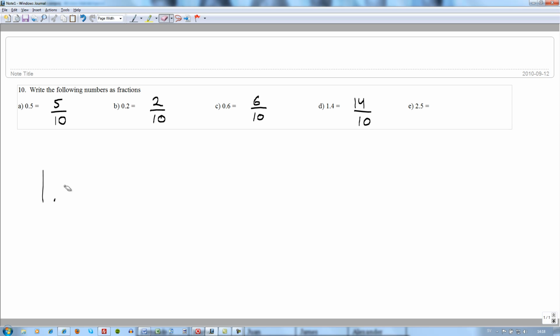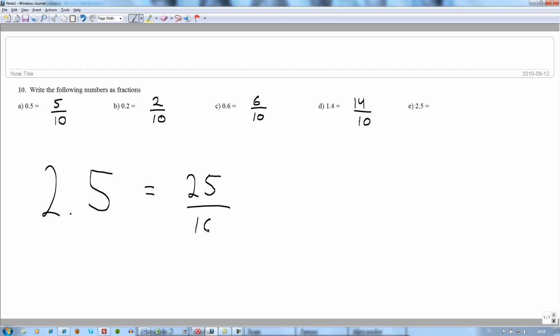Well, we're going to use the same trick here. 2.5. We're going to multiply it by 10. We get 25. And then we divide by 10. So this is going to be 25 divided by 10.